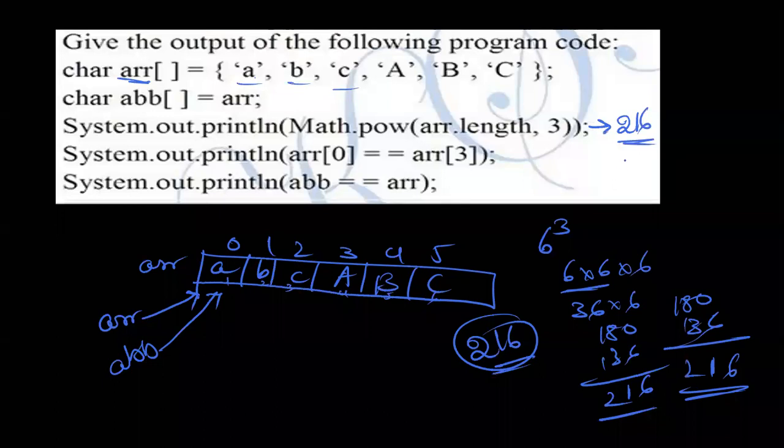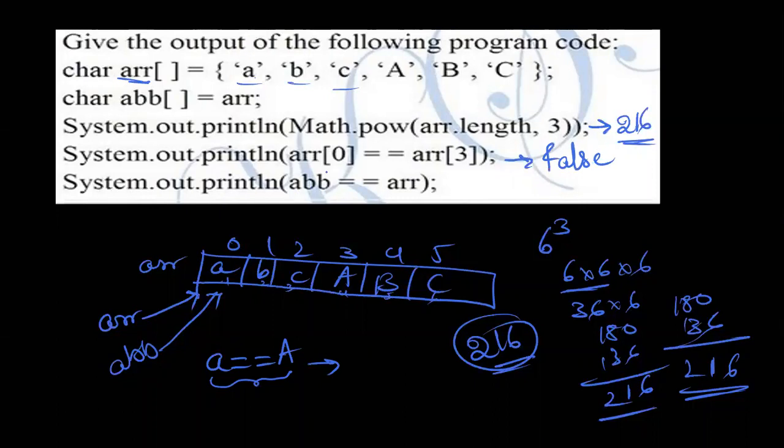Okay, now next they are asking arr[0] equal to arr[3]. What is arr[0]? This is a. Equal to arr[3], what is the 3? A. So this is not equal, because you know Java is case sensitive. Now what will it print? It will print false.